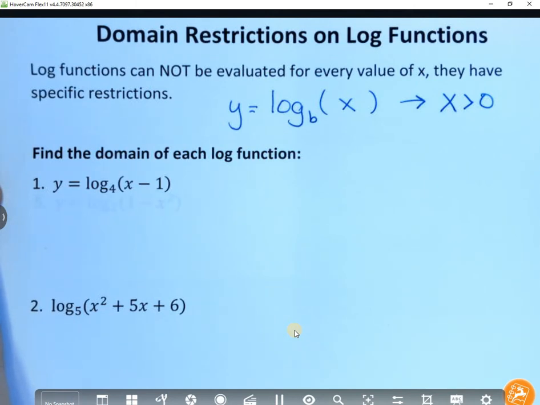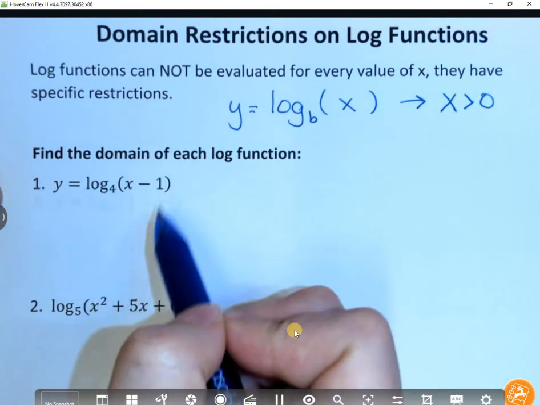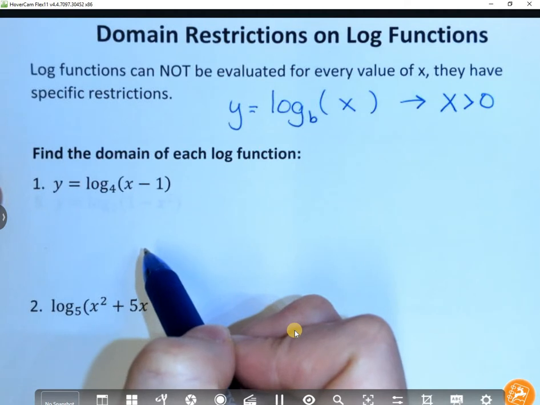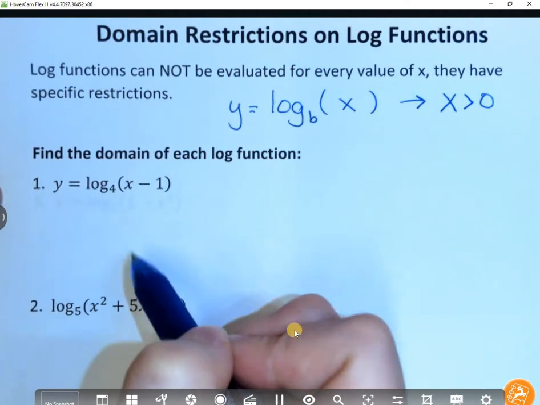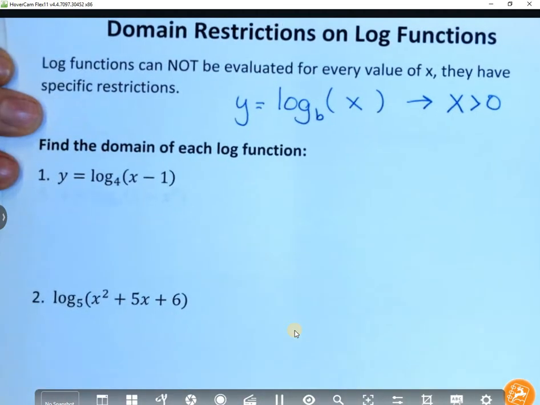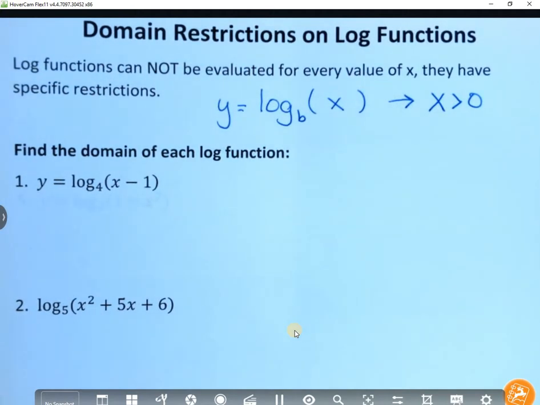The hard part for today is not this. The hard part, and again, we've done this. It's okay. We've done it before. We're going to do it again if you've forgotten, is how to find these domains. So I want you guys to write down problem 1 for me, please.